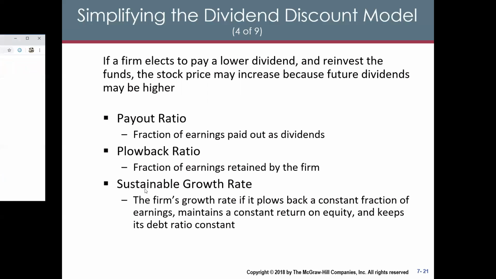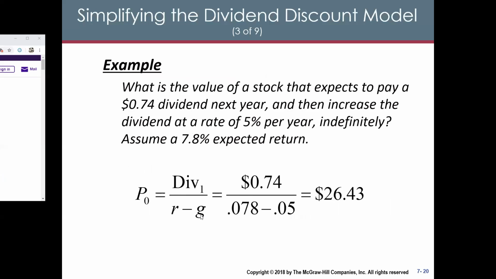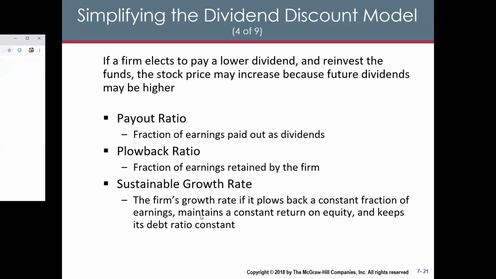And the sustainable growth rate is the firm's growth rate that, if it plows back a constant fraction of earnings, maintains a constant return on equity, and keeps its debt ratio constant. Okay, and this sustainable growth rate is the G we saw earlier. So the definition for this G is the firm's growth rate if it plows back a constant fraction of earnings, maintains constant return on equity, and keeps the debt ratio constant.